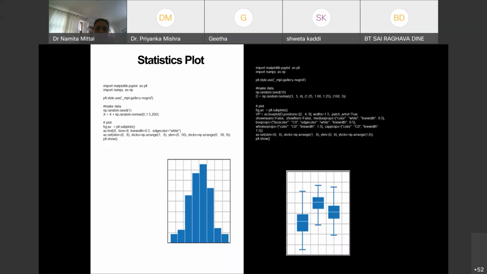Is it visible to you? Yes, ma'am. If it's not visible to you, I'm reading it. So again, I have imported the library and NumPy, because my data is in an array. We have created the array randomly, right? Then we are printing it.